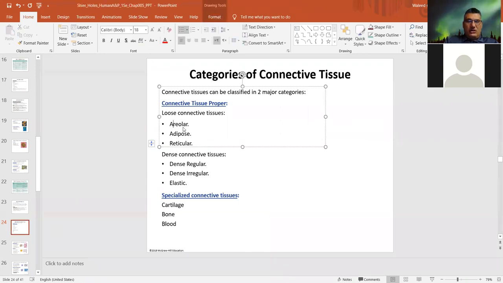It can be areolar. Depending on the location and the function, it can be adipose. And adipose means fat. It can be reticular. This is depending on what type of connective tissue it is. It can be loose and it can be dense. If it is loose, it can be areolar, adipose, reticular. If it is dense, it means it's tough. It can be dense regular, dense irregular, and elastic. And some of these are specialized, like cartilage, bone, and blood.